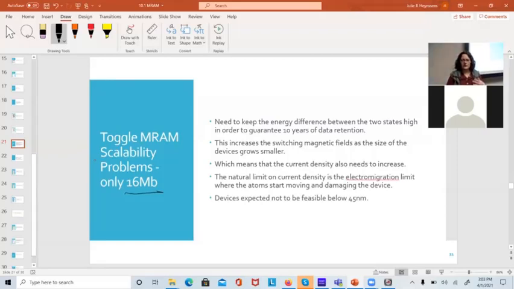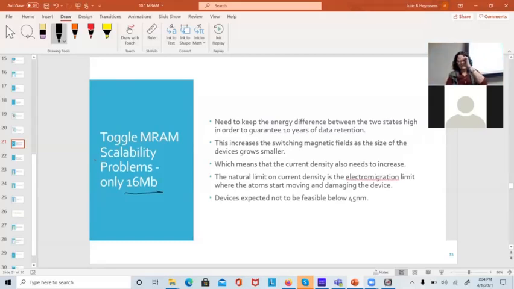And this is called the electromigration limit. It's exactly what it sounds like. It's when the ions start moving. And if you think about ions moving, it means atoms are moving. And when atoms move, they go in the place where they're not supposed to be.